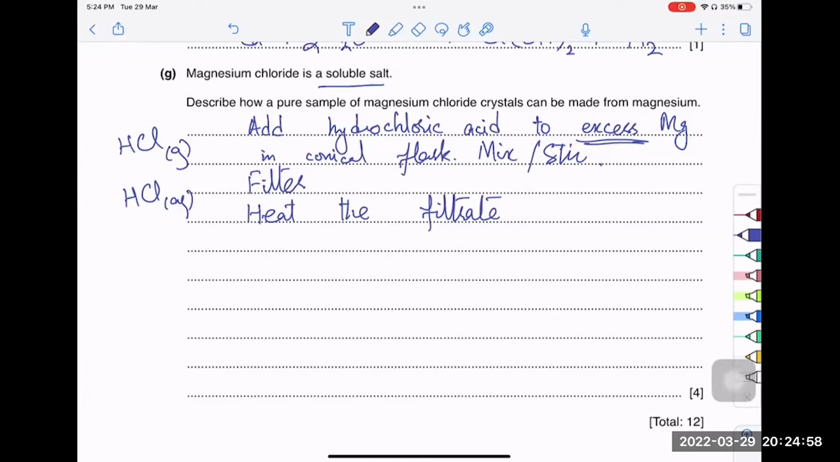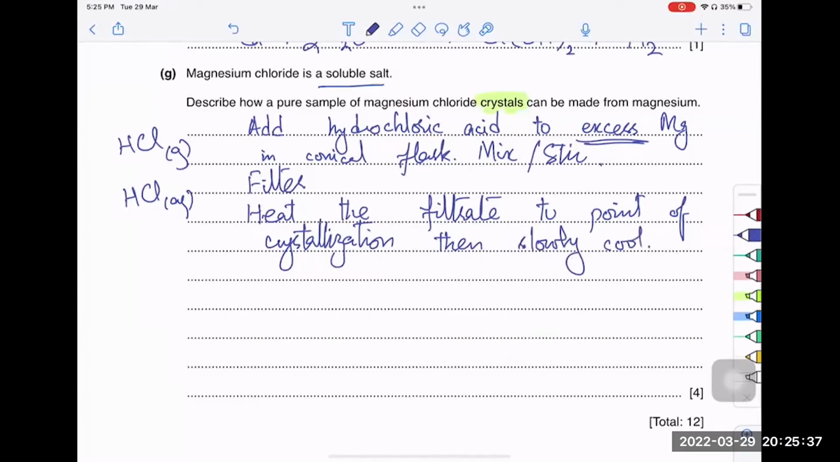Point of crystallization. What word in the question tells you that that is required? Crystals. This word. Crystals. Yes, very good. So because we need crystals, that's why we have to heat it to point of crystallization. Then slowly cool. And that's how you make a soluble salt that is not soap.